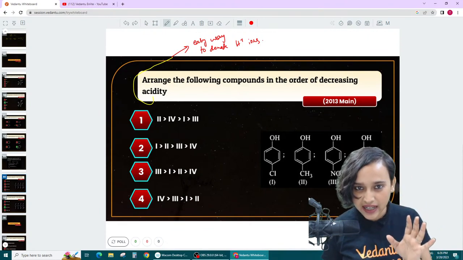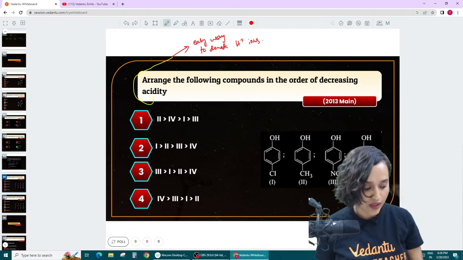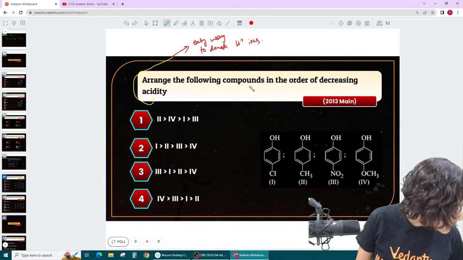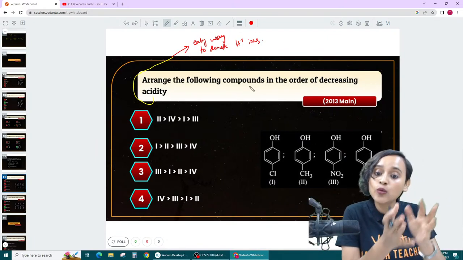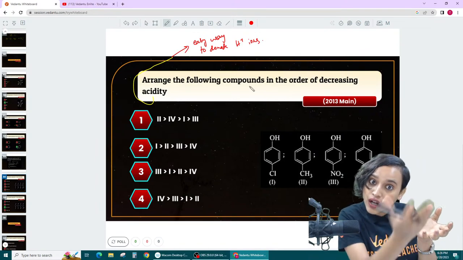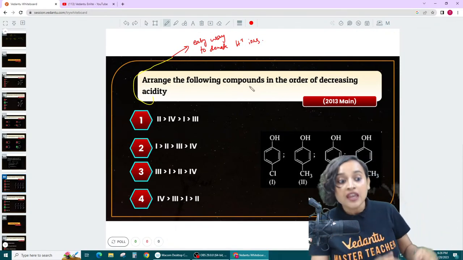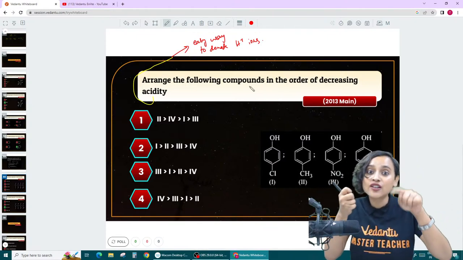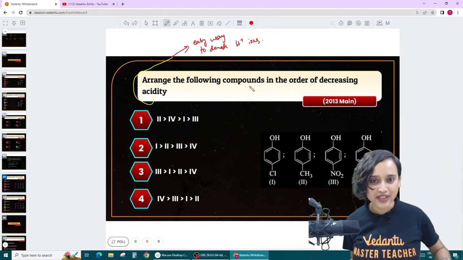Understanding, guys? If you have an electron releasing group, then they will give electron. When they give electron, the electron density will be higher on the oxygen. If it is higher on the oxygen, then hydrogen will also have to make it stable, so it will not be donated easily. And vice versa happens. If there is an electron withdrawing group, when it withdraws, the electron density on oxygen reduces. When it reduces, then H plus ion will be easily given out.